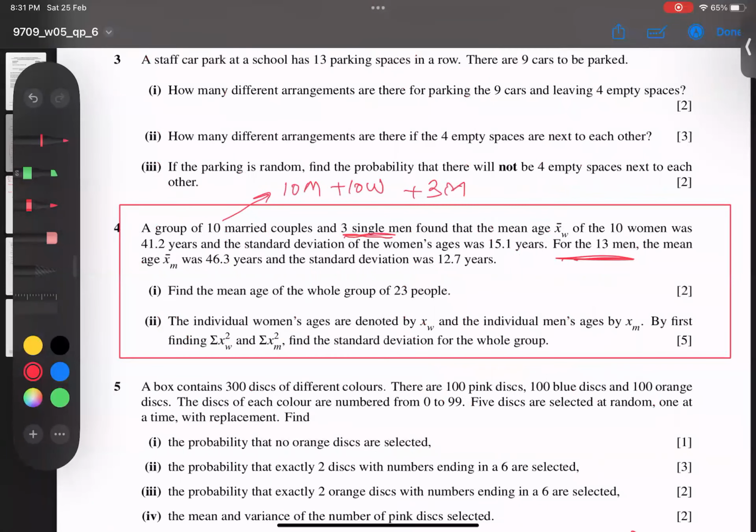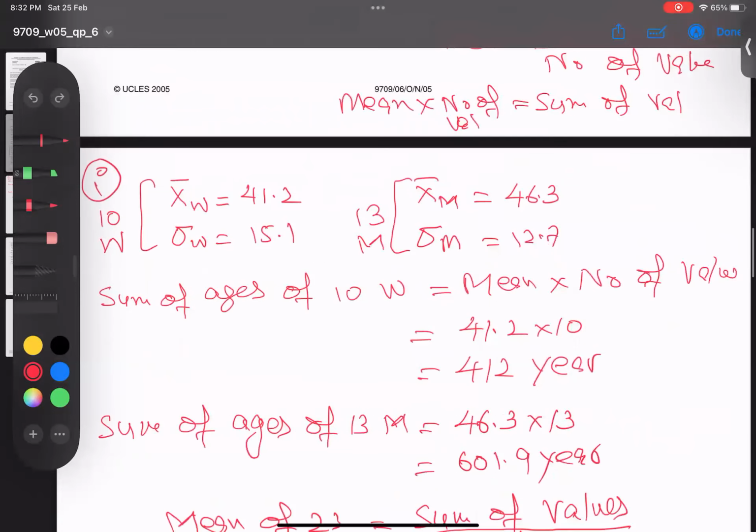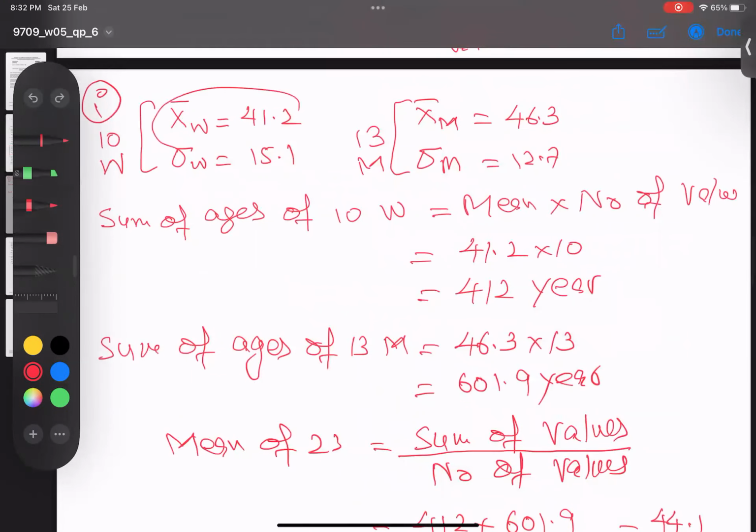Part number two is very important. Individual women's age is denoted by XW, and for individual men, each person's age is represented by XM. By first finding sigma X squared of women and sigma X squared of men, we find the deviation of the whole group. So let's start. First of all, I will write the formula for the women's separate deviation and the men's separate deviation.